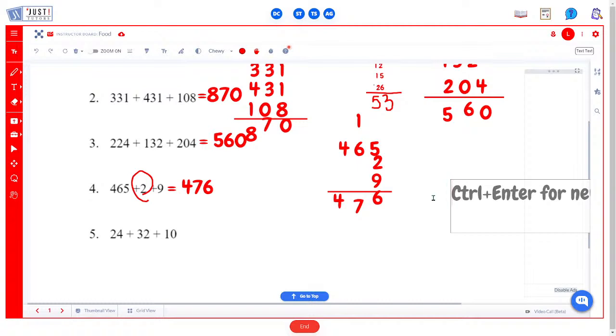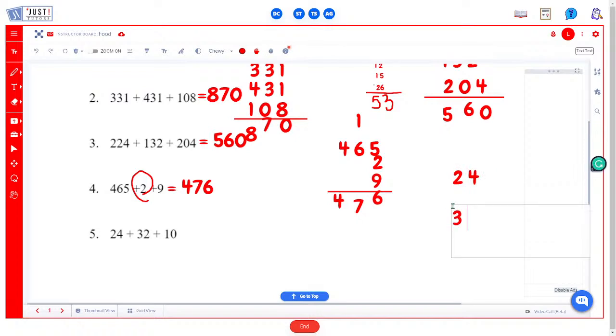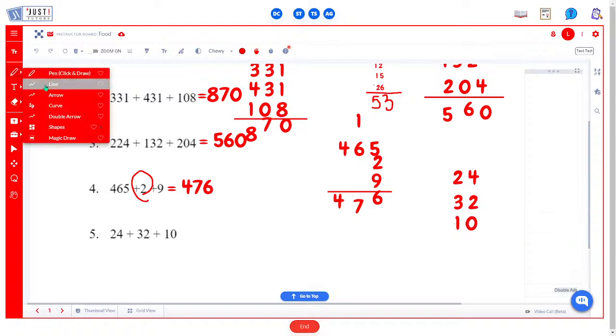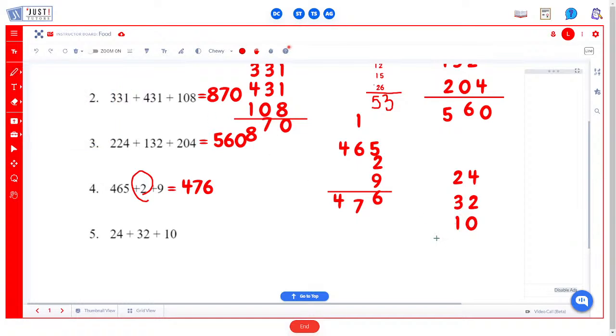So I would begin with 24. Now 24 add 32 add 10. We have to add these three numbers. So I would begin with adding the ones column. 4 add 2 is 6, add 0 is still 6.